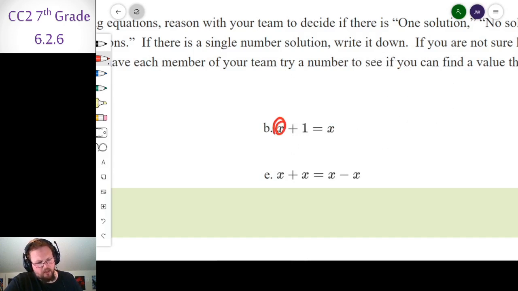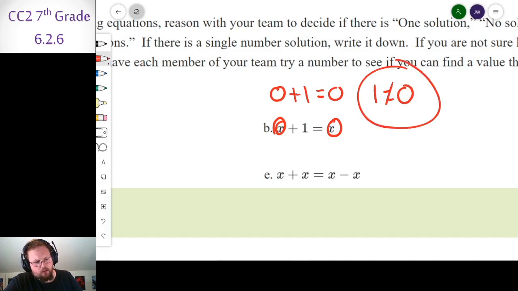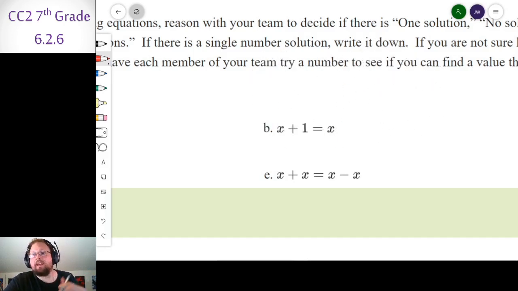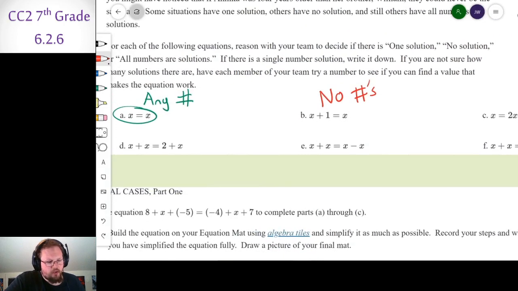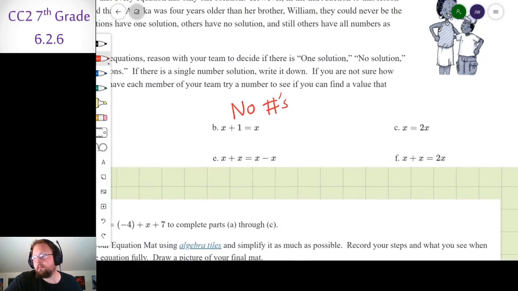Even if you try 0, which usually does some weird stuff to equations, 0 plus 1 equals 0, well, 1 equals 0, that's not true. So you've tried a few numbers and you have to think about it. Some number plus 1 equals the number. There are no numbers that work for that. So, again, this is an informal definition, and I'm going to say there are no numbers that work for this. Okay? So you've got two situations, any number or no number.